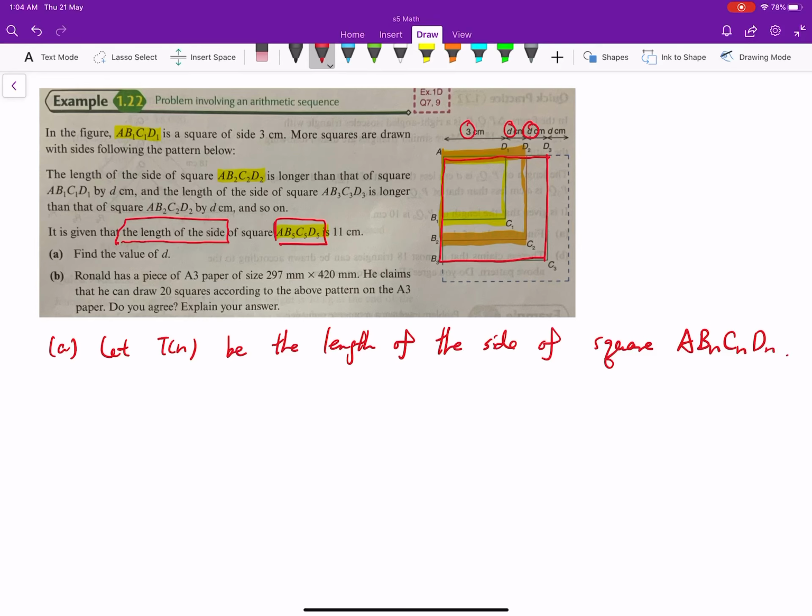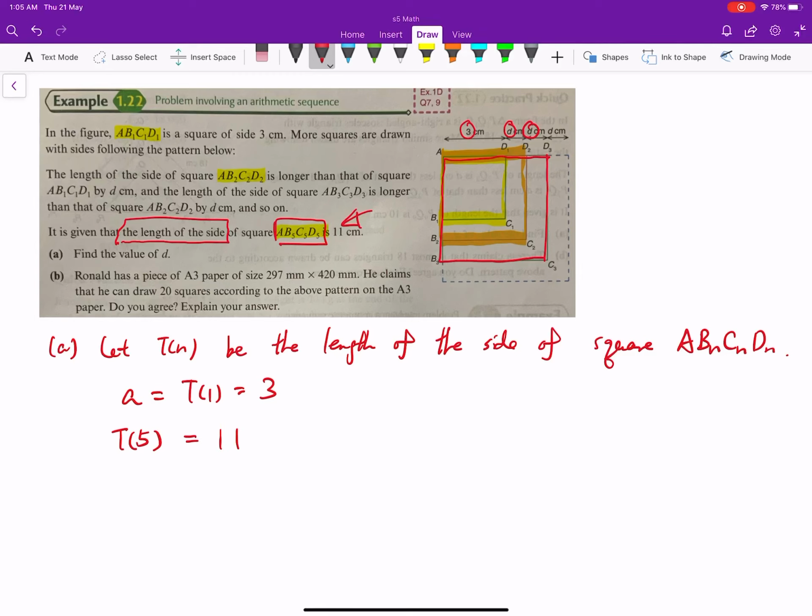So it means T1 will be the length of the side of square A, B1, C1, D1, which is the first term, and then T2 will be the second term, like that. So now we get a equals T1, which is 3 cm, given. And what is d? Actually, we are going to find it, right? But in order to find d, we get this information. So we get T5 is 11, right?